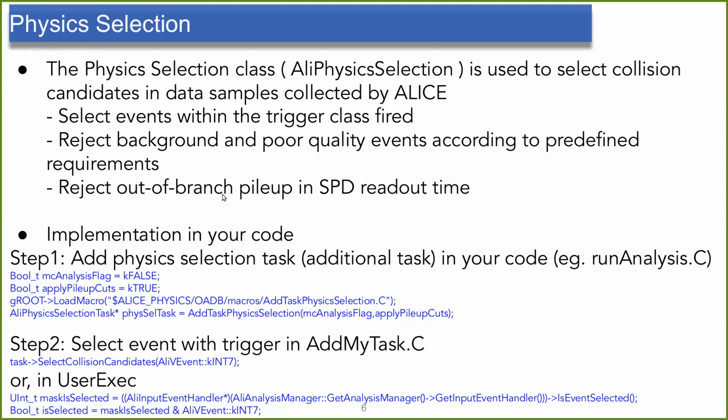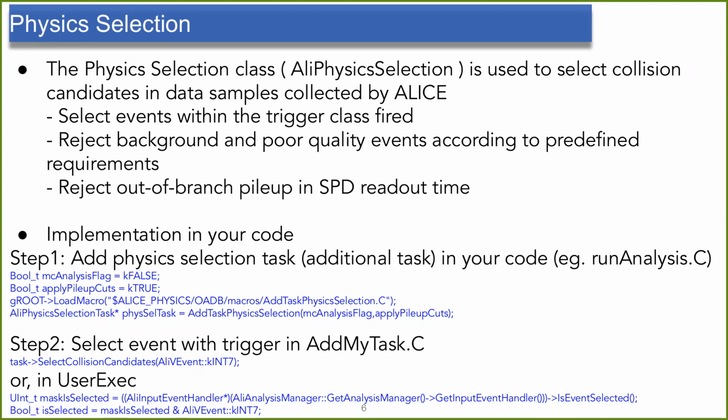What is this out of bunch pile up in the SPD readout time? I will talk about it when I discuss the pile up rejection cut. Now, how to include this physics selection cut in our analysis? It can be done in two steps.